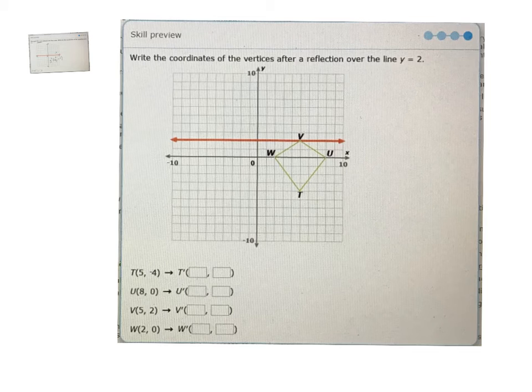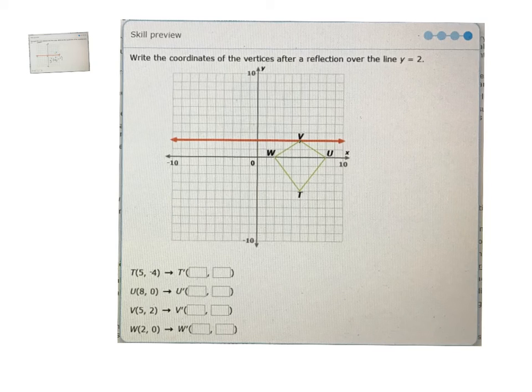In this example, we're doing the same thing, but it's just with a shape. So write the coordinates of the vertices after a reflection over the line y equals 2. So there's y equals 2. They've got their line of reflection there. So obviously for this one, V1 is going to actually be right in the exact same spot because it's right on that line of reflection right there.